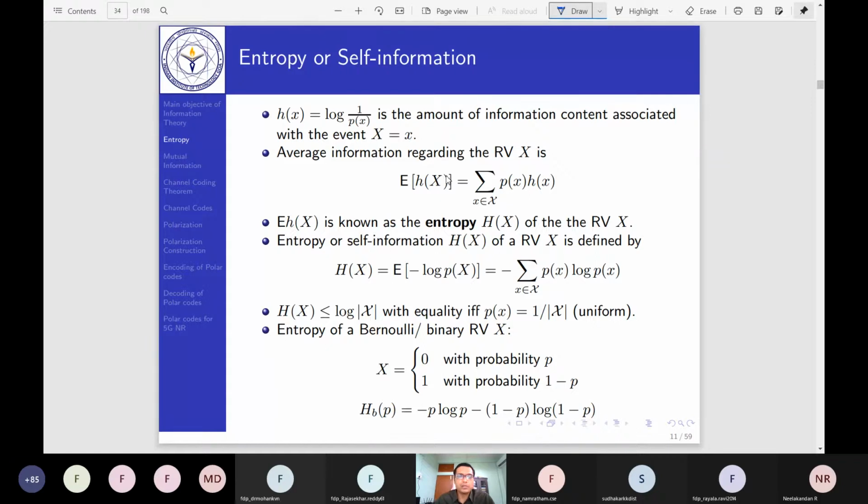Now let us consider one binary random variable x. It takes two values, 0 and 1. It takes 0 with probability p, and it takes value 1 with probability 1 minus p. For this binary random variable, the entropy is given by this. It is to be noted that the entropy is a function of the probability mass functions only. It is not a function of the values.